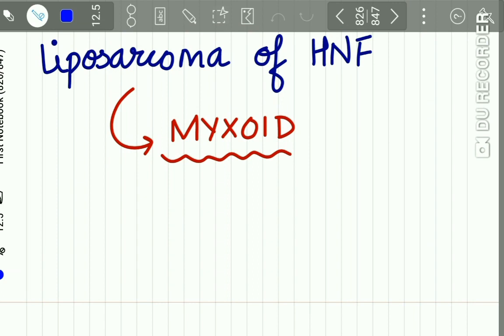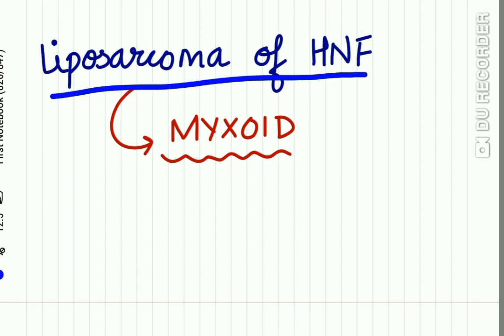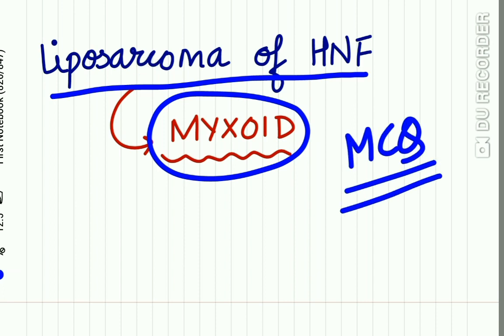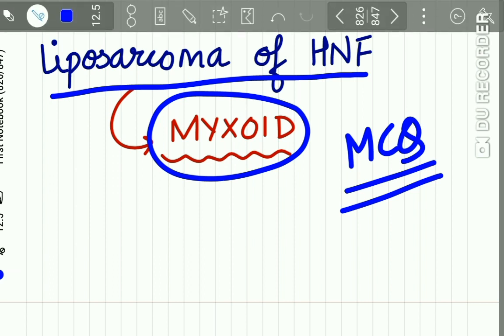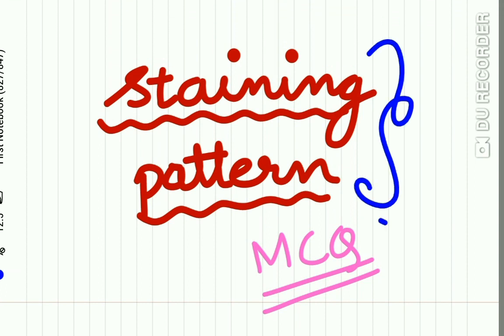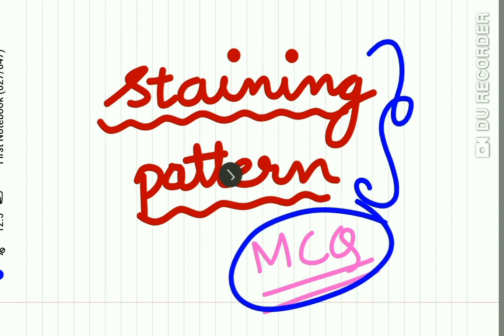Now the liposarcoma occurring in the head and neck region is mostly of the myxoid variant. So this is an MCQ question here. In the head and neck region, mostly the myxoid variant of liposarcoma is common. Now, on the staining pattern of liposarcoma you can get many questions.